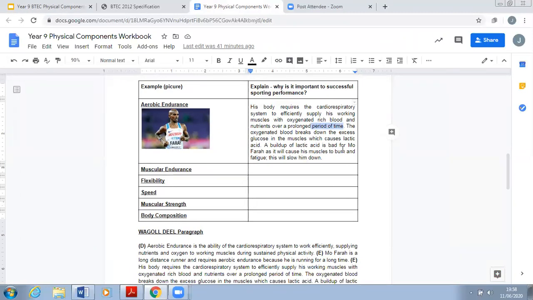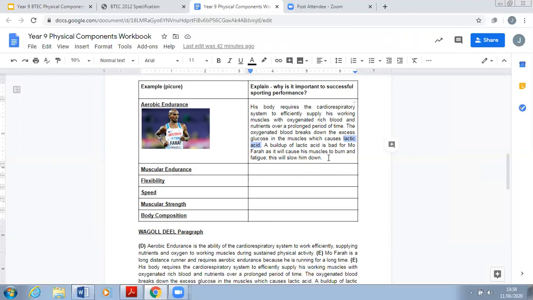The oxygenated blood breaks down the excess glucose in the muscles, which causes lactic acid. The buildup of lactic acid is bad for Mo Farah. So we're talking about the lactic acid, and why the cardiorespiratory system is important, because it's providing more oxygen to break down this excess glucose, which causes muscle stiffness, or lactic acid. Then we've explained why that's bad. A buildup of lactic acid is bad for Mo Farah as it will cause his muscles to burn and fatigue. This will slow him down.